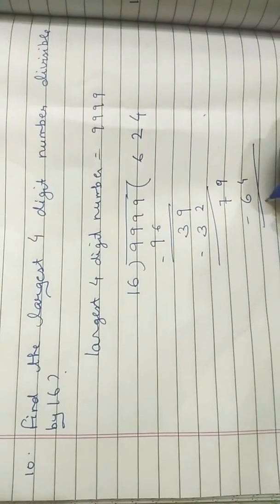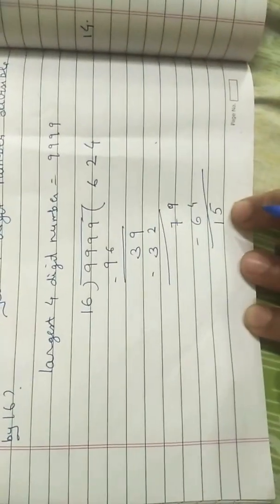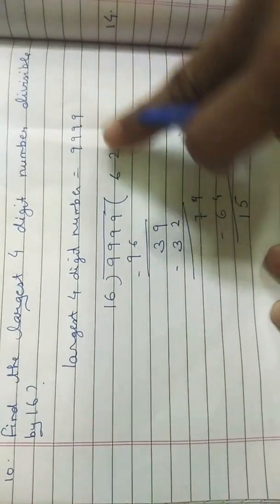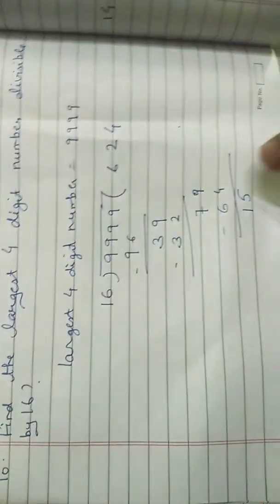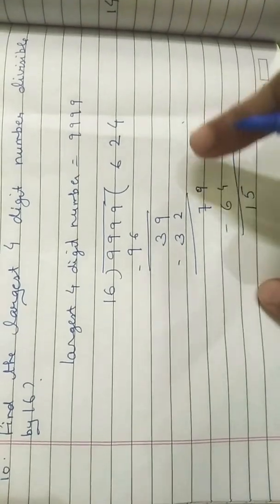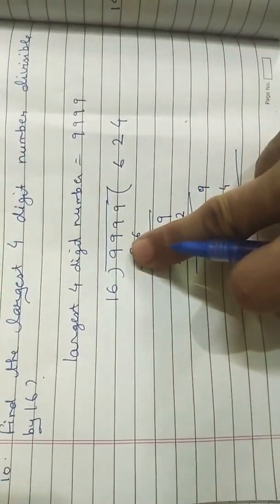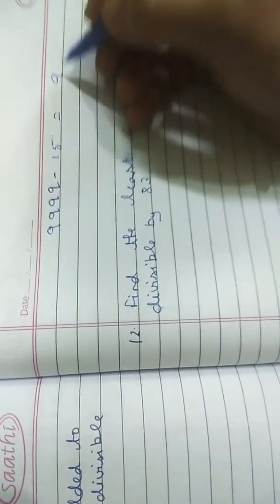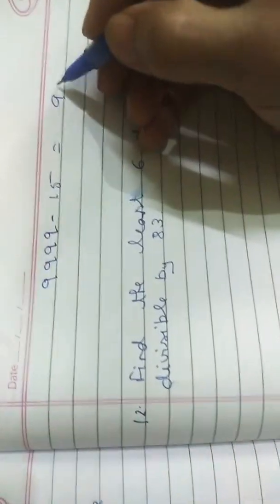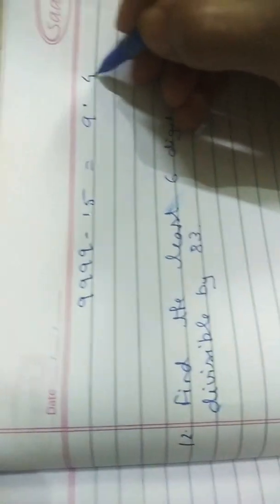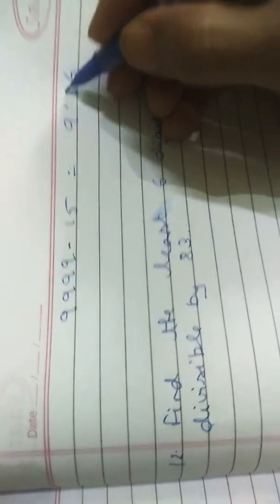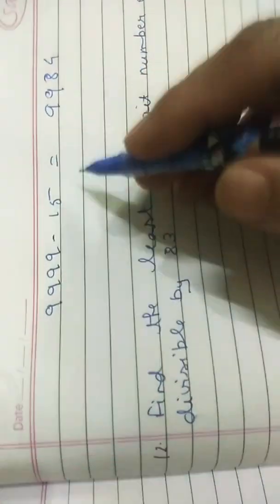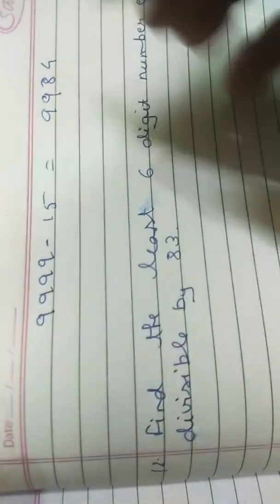64, remainder is 15. Now we have to find the largest 4-digit number which is exactly divisible by 16. It means there should be no remainder. So we will subtract 15 from 9999. So that number will be completely divisible by 16. 9984. Now this 9984 will be completely divisible by 16.